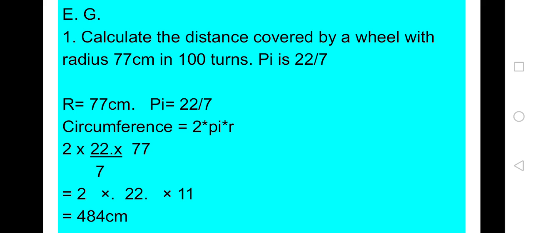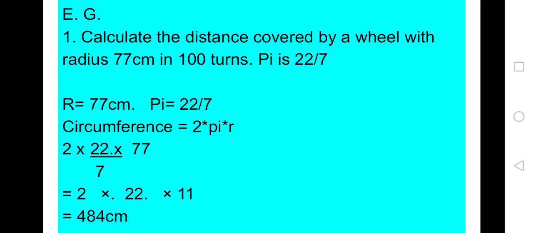Let's take an example. Calculate the distance covered by a wheel with radius 77 cm in 100 turns. Pi is 22/7. Now, in this particular question, our radius is given as 77 cm and our pi is 22/7. This simply means that we'll be using the formula 2 times pi times r because we are given the radius.